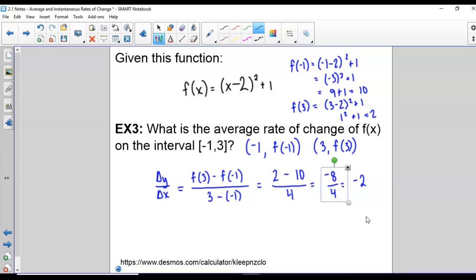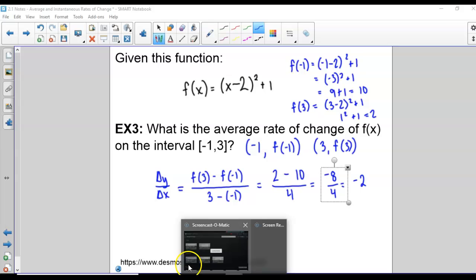Oh wait, hold on. I started using 3s when I should have... Hold on. No, that's right. I was supposed to use 3. And I was supposed to use negative 1. Okay, I just did it wrong whenever I read it. So negative 2 would be our slope.